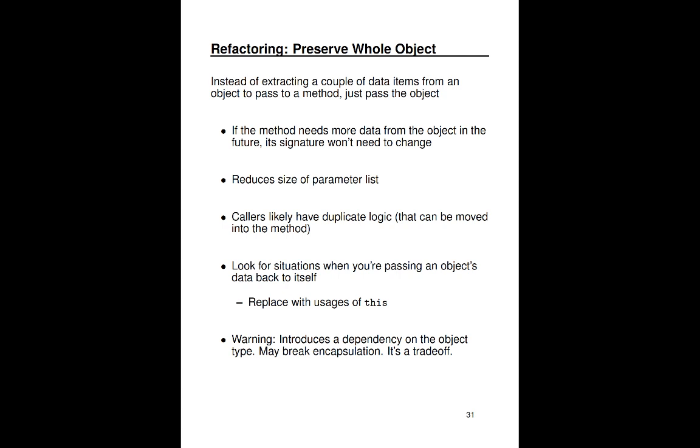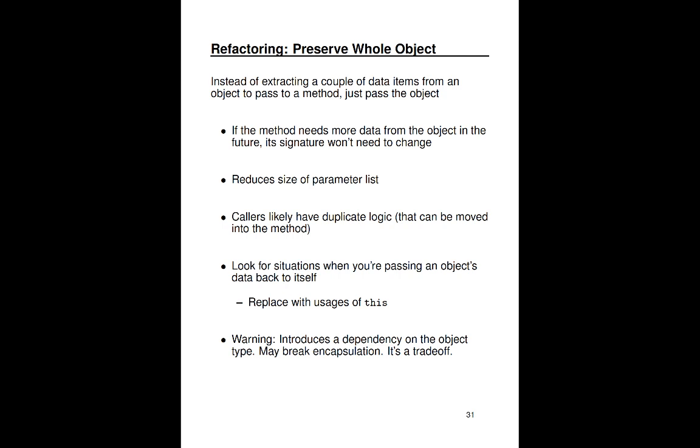Now, the preserve whole object refactoring is for a specific scenario where you have a value object already that contains several pieces of information. And when you have a method call that maybe takes 3 parameters, and so you ask that value object for those 3 parameters and then you pass them in. Because there's already an object that has that data, it might make more sense, instead of passing those 3 pieces of data in, to pass the entire object in. As a result, once again, you've reduced the size of the parameter list.